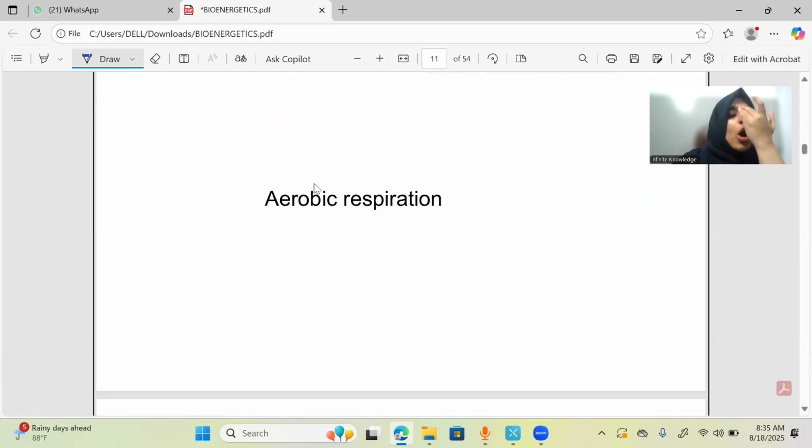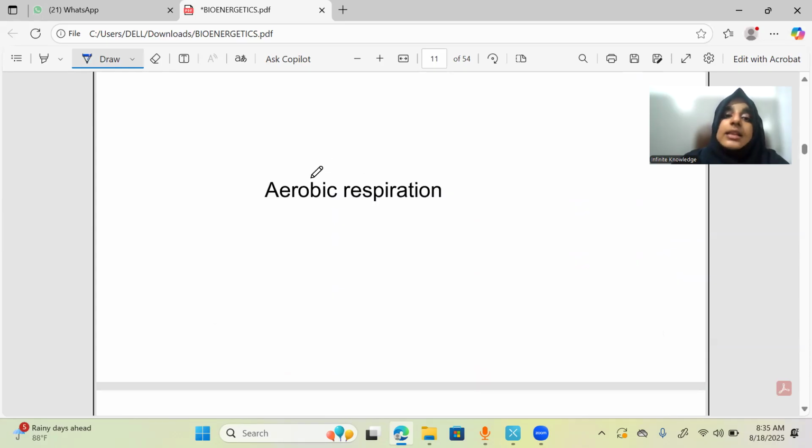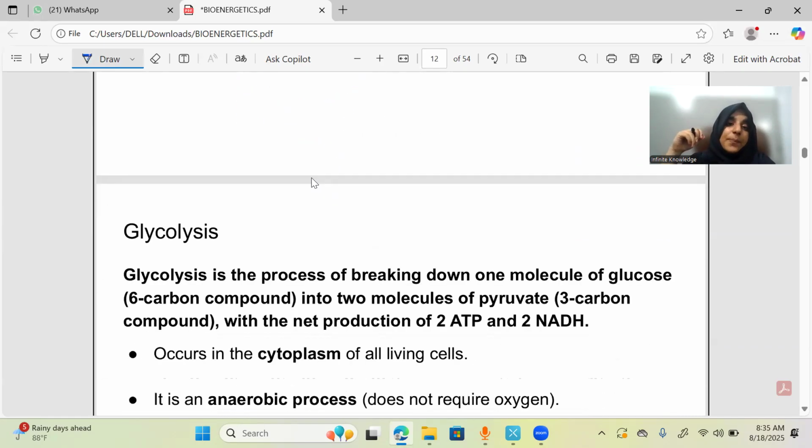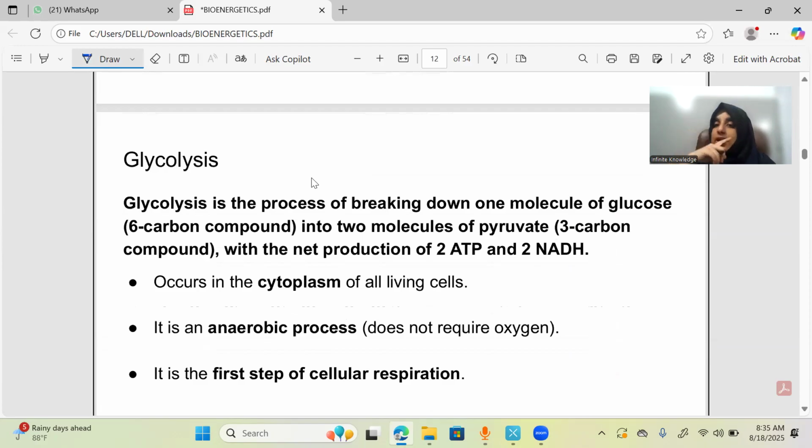All right, now we start the process of aerobic respiration. What is aerobic respiration? We have already discussed that aerobes are the ones that use oxygen, and it produces a very high energy yield, that is 30 to 32 ATPs. All right, now we move on to glycolysis. What is glycolysis? Basically, it is a process where one molecule of glucose breaks down into pyruvate with the net production of 2 ATP and 2 NADH.